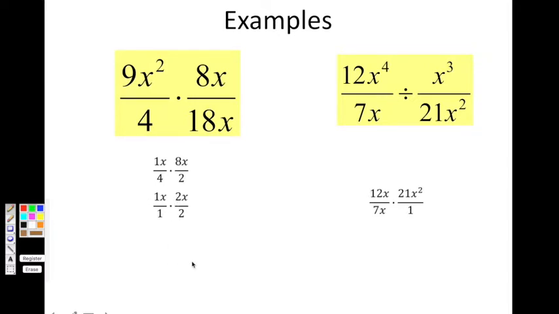So now I'm going to multiply my top and my bottom. So I'll have 2x squared over 2. Now I can cancel out the 2's and just have x squared. X squared is my answer.